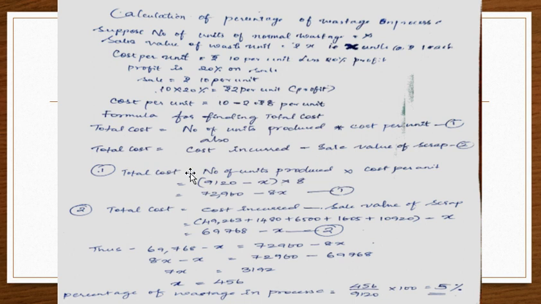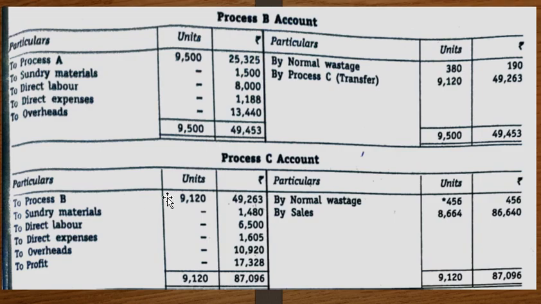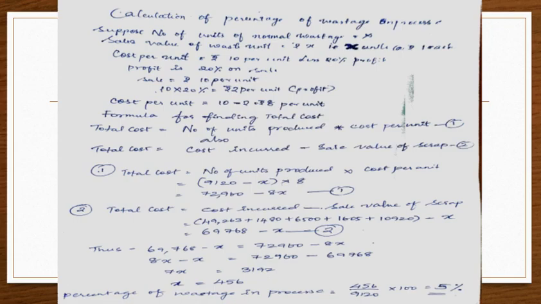So now total cost is equal to, first we will try solving the first equation. Total cost is equal to number of units produced into cost per unit. So in process C, how many units are produced? In process C, 9,120 units are produced. If you look into the process C calculation, 9,120 units were produced.